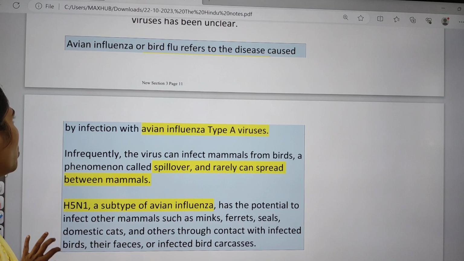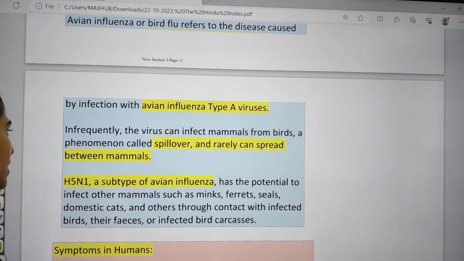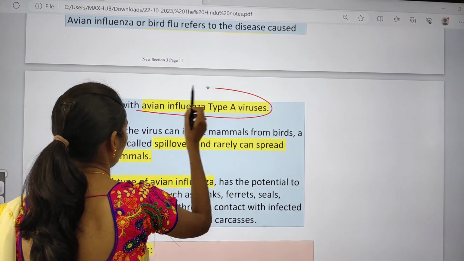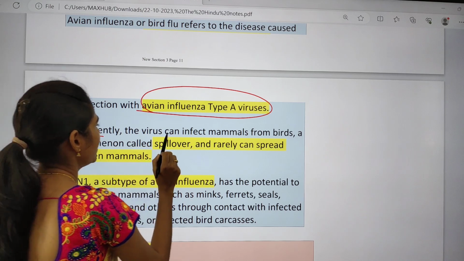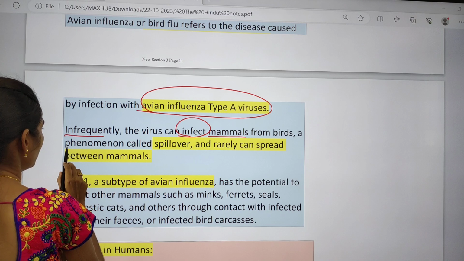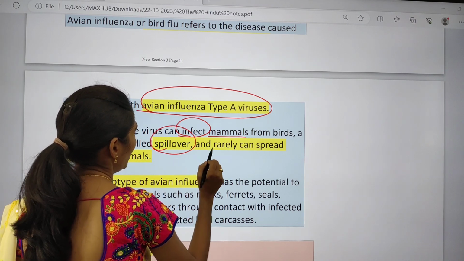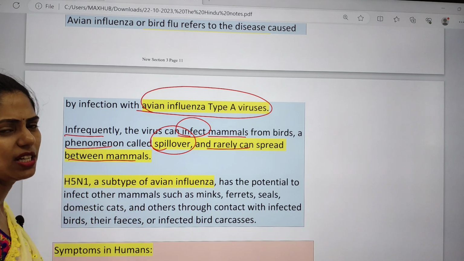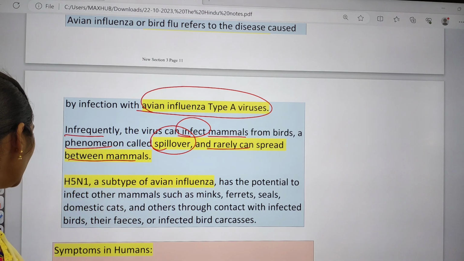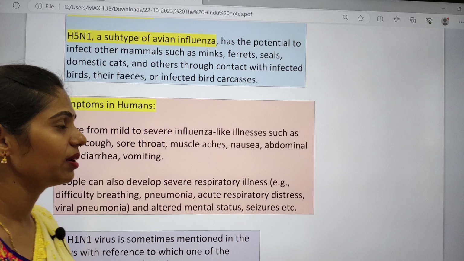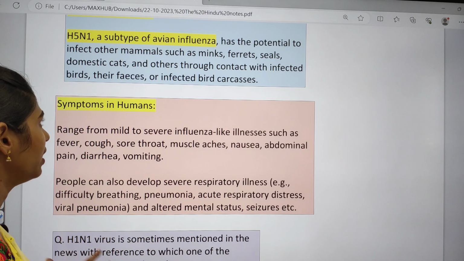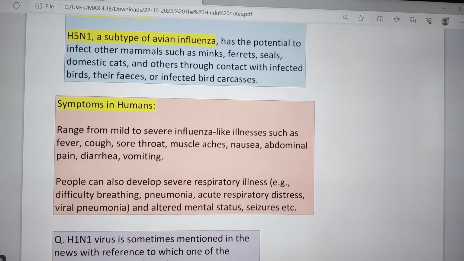evolutionary change. Avian influenza is nothing but a bird disease caused by avian influenza type A virus. Infrequently the virus can infect mammals from birds, a phenomenon called spillover, and it can rarely spread between mammals. That means it is like a zoonotic disease. And H5N1 is a subtype of avian influenza, and it also has the potential to affect other mammals like ferrets, seals, domestic cats, etc., because they come into contact with the infected carcasses of these birds.